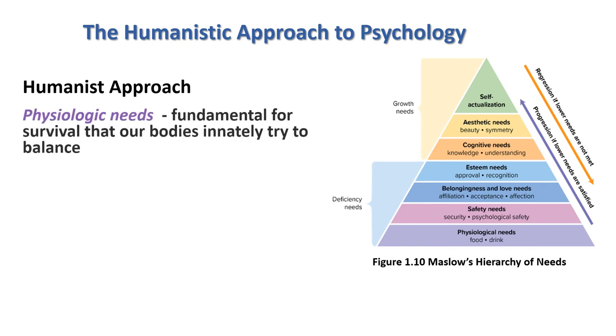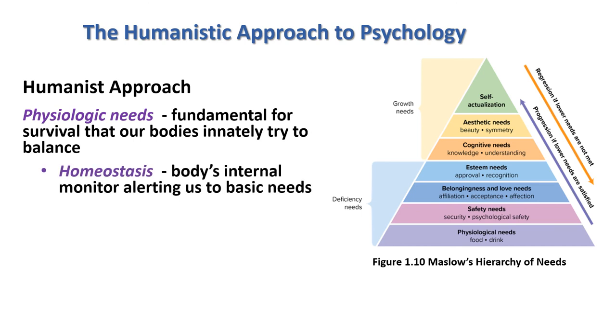Maslow believed that the most fundamental thing here, and I know I said I was just going to touch on this, but I want to explain the model quickly and then sum up for today. So Maslow focused on this idea of physiological, so physical needs, as being fundamental for survival. Our bodies innately try to balance these things. He called that homeostasis, right?